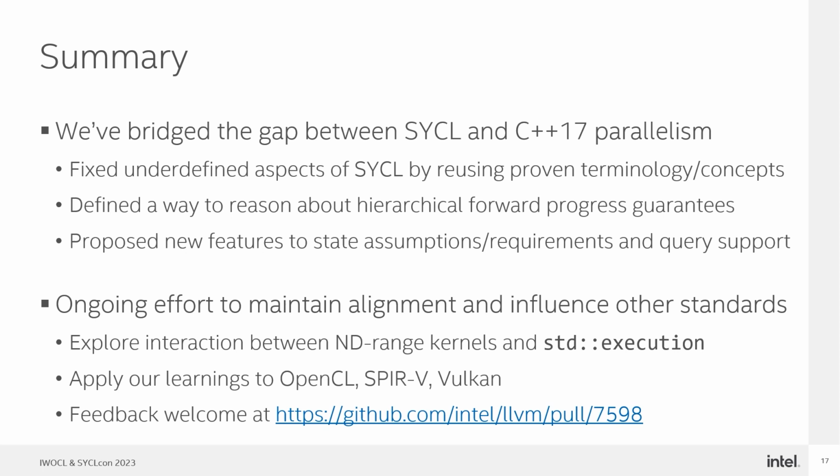As I said right at the beginning of this presentation, maintaining alignment between SYCL, C++, and OpenCL is going to require constant and ongoing effort. And now that we have a better understanding of forward progress guarantees in SYCL, we want to explore the interaction between ND range kernels and the std::execution proposal, P2300, because that proposal defines concepts like schedulers with queryable forward progress guarantees. We also want to try and apply our learnings to other languages in this space, like OpenCL, SPIR-V, and Vulkan.